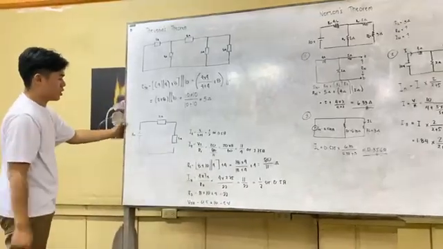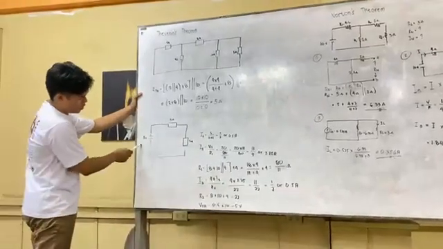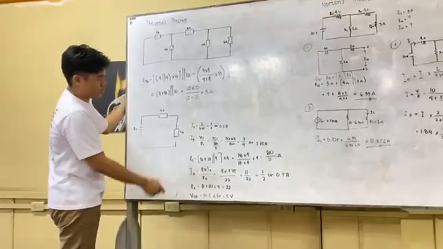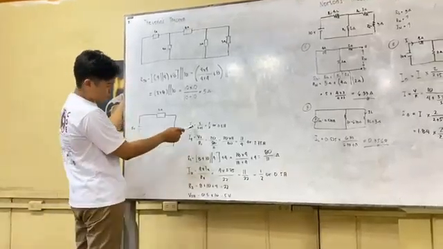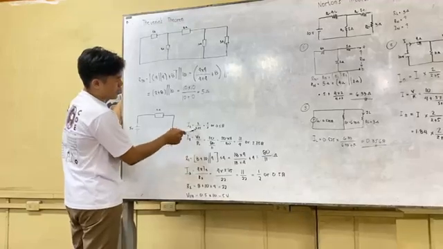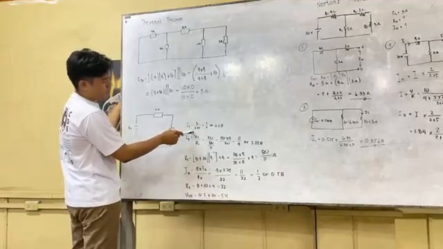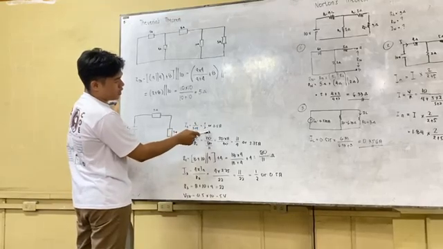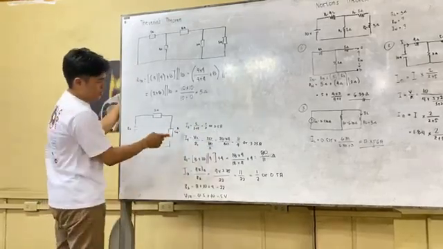Now, the second diagram shows we have 5 volts here, 5 ohms, and 5 ohms. To solve for the IN, just use this, and it's 5 over 5 plus 5, which is equal to 1/2 or 0.5. That's for the IN.